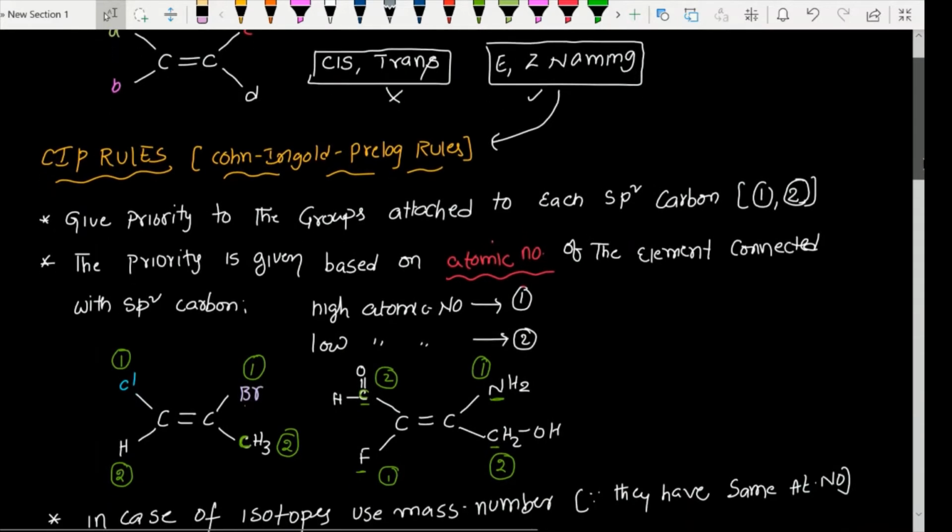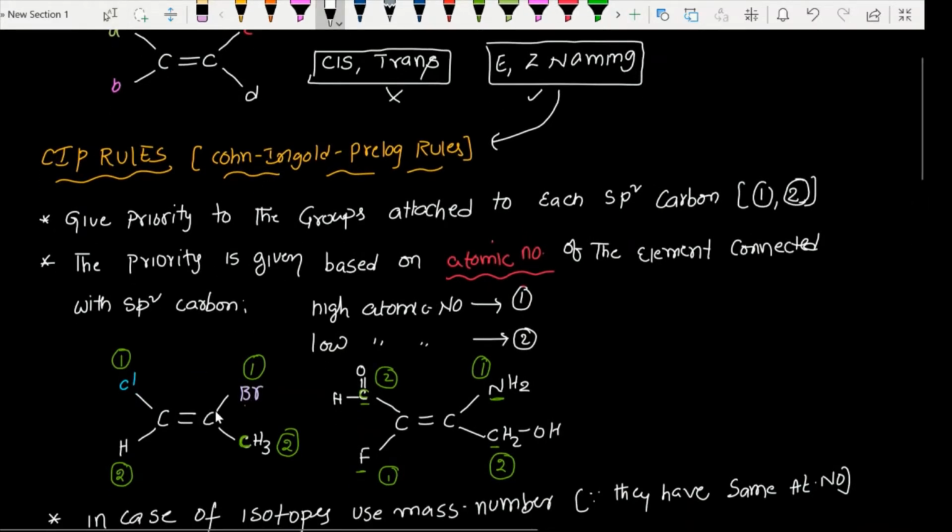Now see here, we have taken some examples. Here we have C double bond C. This carbon is connected with two groups, bromine and carbon. Bromine has the highest atomic number, so we give priority 1, and the carbon is 2. Again for the other carbon separately, this is hydrogen, atomic number 1, and chlorine, atomic number 17. As 17 is highest, this is 1 and this is 2.